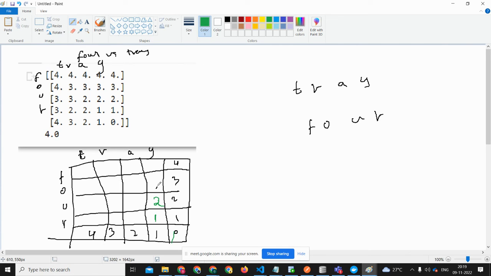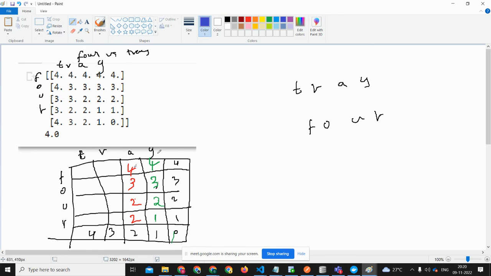Then O and Y is three. Good. And T and Y is four. Good. Then R and A is two. U and A is two. O and A is three. And T and A is four.